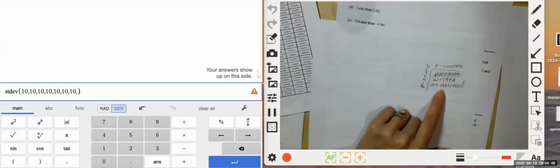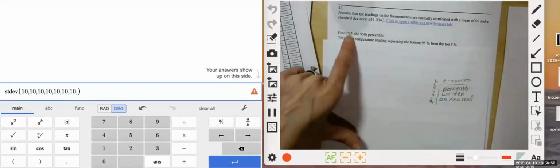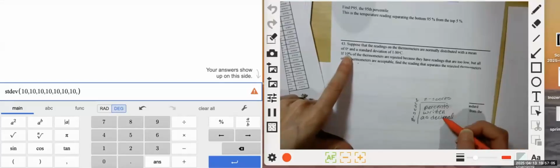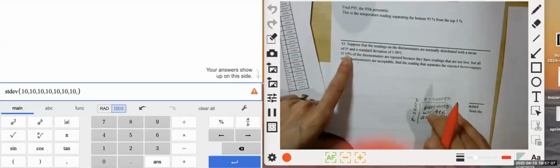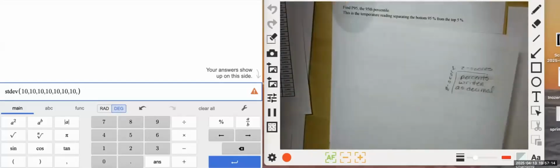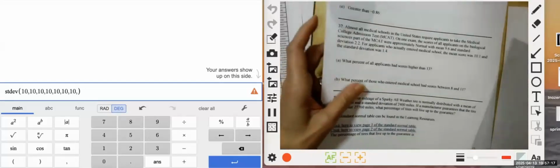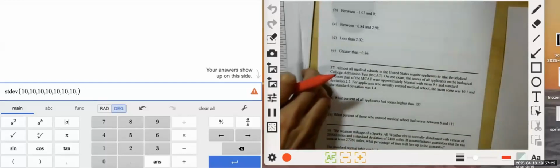Just to clarify, not to jump ahead too far, but if it were the reverse, if we were given the percent, we would want to find the z-score. Yes. If we're given a percent, then we're going to find that percent inside here, and we're going to find the z-score. Okay, that makes sense. Thank you for asking that.